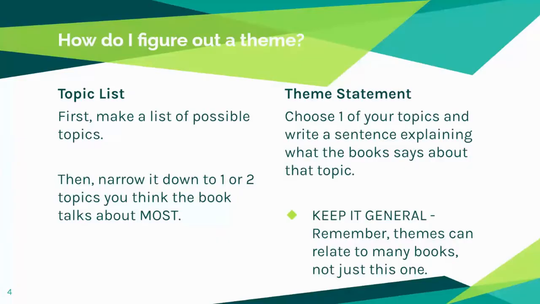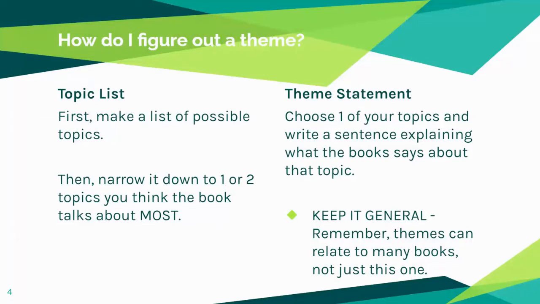So how do you figure out a theme? Well, you start with that topic idea, that 1 to 2 words. So make a list of possible topics that are covered in the book that you're reading. Then think about what does the book talk about the most and narrow it down to 1 or 2 topics that you think are covered more than the others.